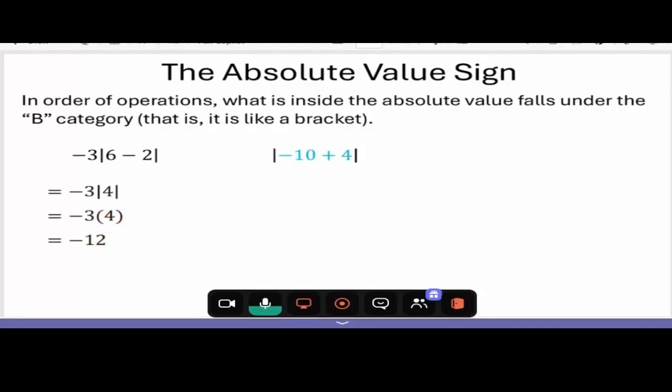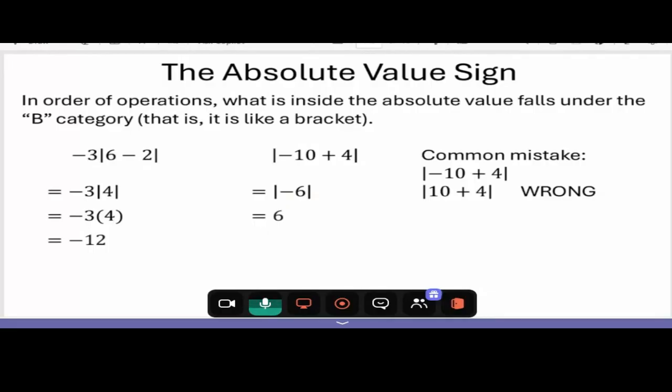Over here, we have inside the bracket a -10 plus 4, which we work out first. So 10 to the left, 4 to the right means we subtract them, we get 6. The 10 is bigger, so we went further to the left, -6. And now what is the absolute value of -6? The absolute value makes whatever is inside it positive, which makes our answer 6.